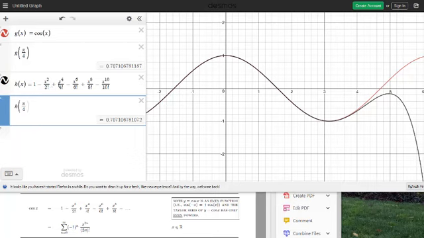Okay, so now I've doubled the number of terms. Before I only had 3 terms, now I have 6 terms. And you'll notice if I enter h of pi over 4, now I'm getting 0.7071067678. So that is 1, 2, 3, 4, 5, 6, 7, 8, 9 decimal places that match.